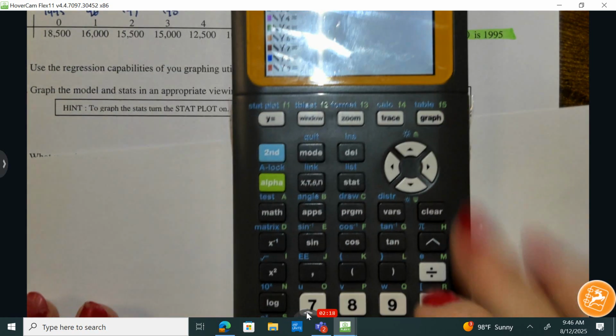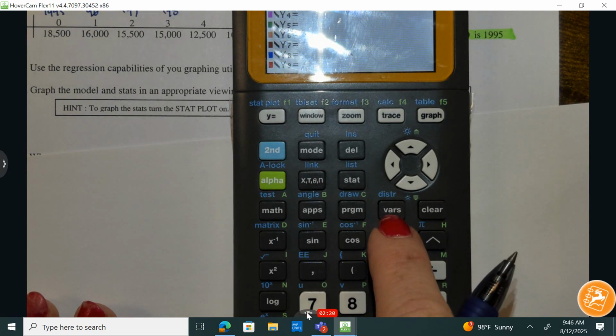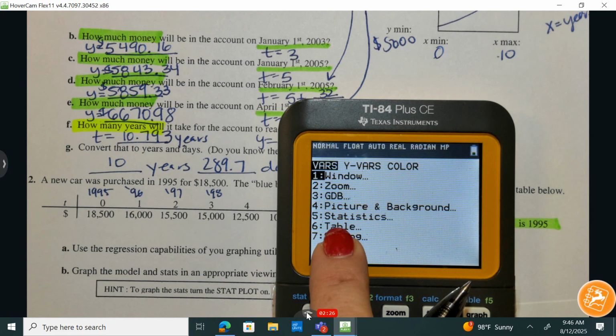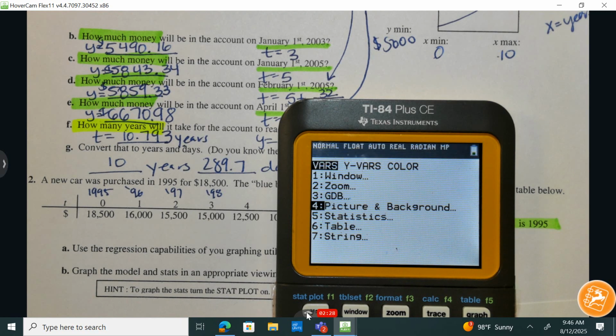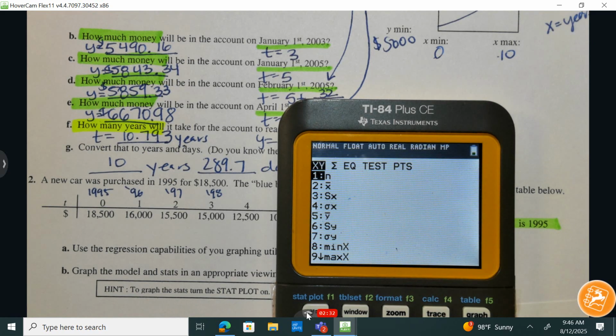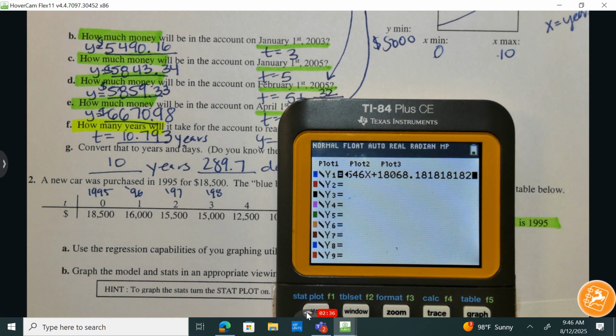Step 2 is there's a button called vars. You're going to hit vars. All the directions are on the board. Step 3 is we're going to go down to statistics, which is number 5. Step 4 is we're going to use the arrow to go to EQ, and we're going to press enter on the bottom right-hand corner. And we now have the equation that we have copied and pasted in.